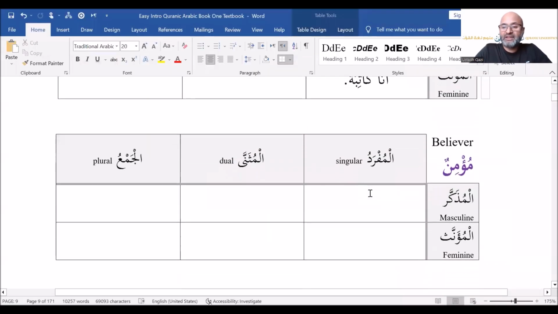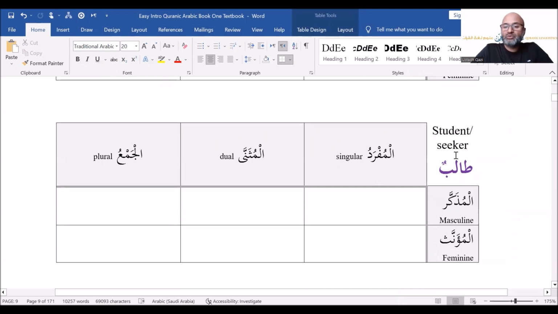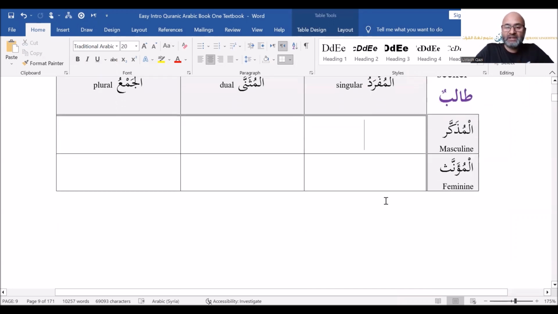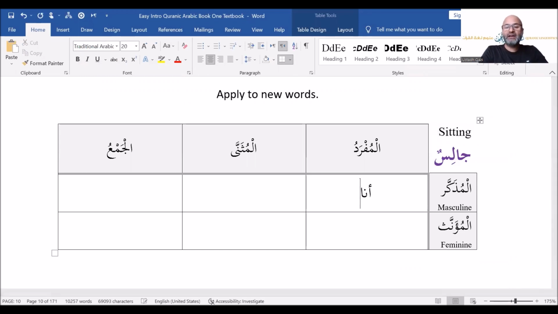So that's katibun. The next word is mu'minun. You already know what that word is, so this should be, inshallah, relatively easier. Talibun, you already know what that word is. Complete this practice. Here's a new word, jalisun, which means sitting. So if you say ana jalisun, that means I'm sitting. And for the female, you say ana jalisatun, like that.